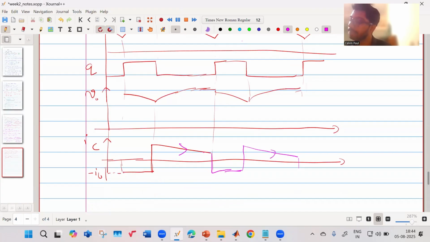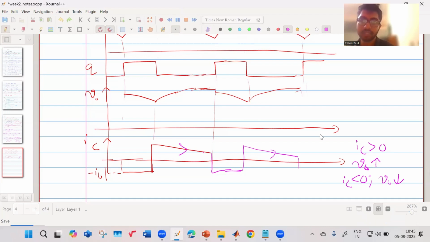So when your IC is greater than 0, at that time your output voltage will increase. When your IC is less than 0, then your output voltage will reduce. Any questions in this?